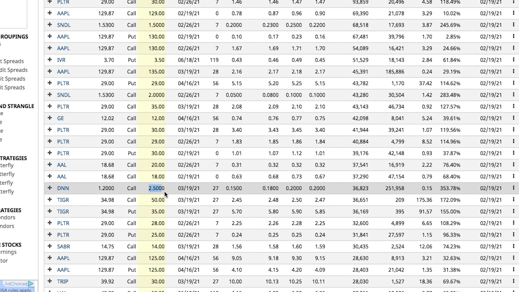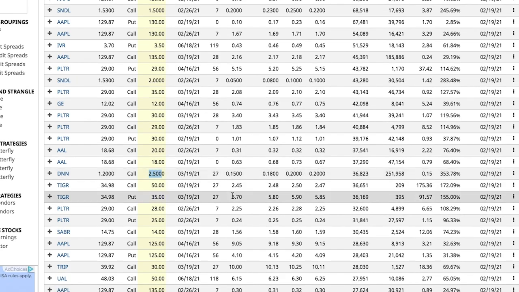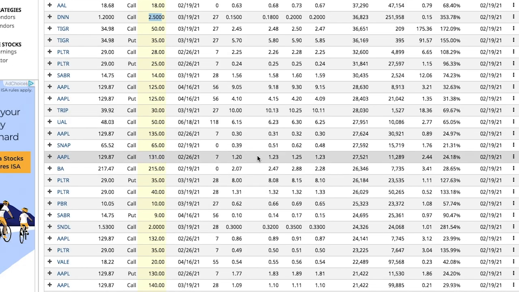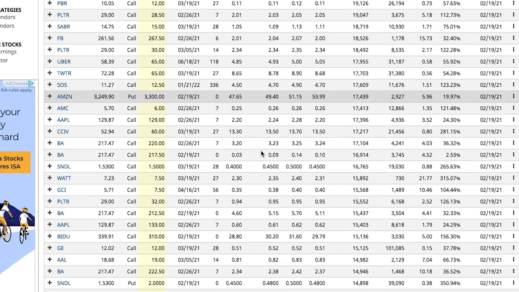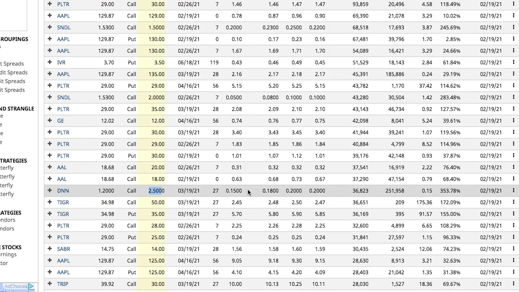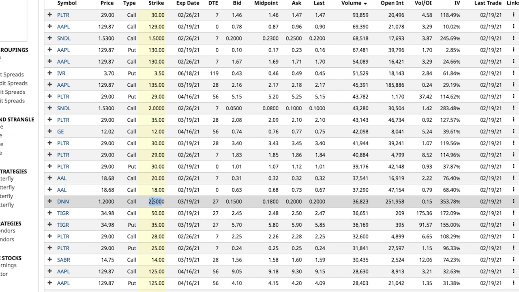Now, a lot of you are asking, why the $2.50? That was the question I had. You can't see DNN anywhere else on this chart, but that particular contract, there isn't going to be many contracts in the options chain for DNN. But you can see it here, $2.50, and it's for the expiration. You can see the expiration there is 19th of March.